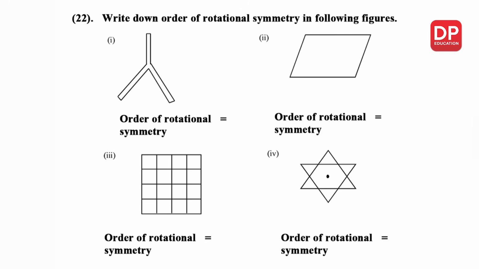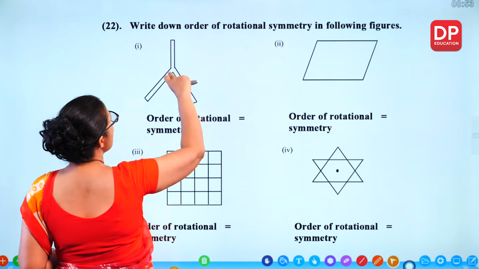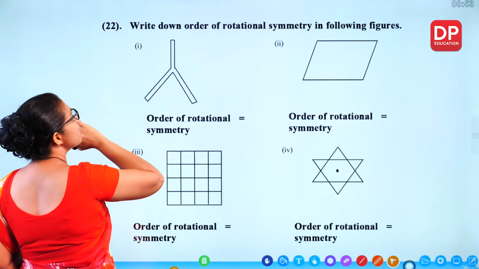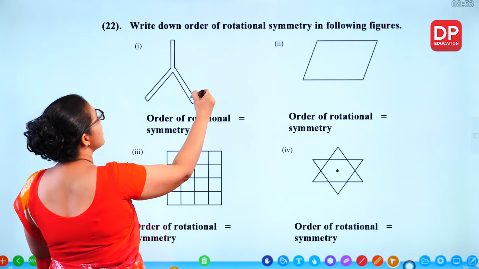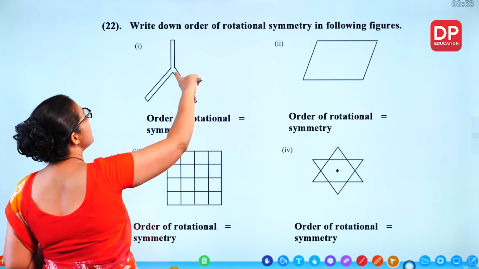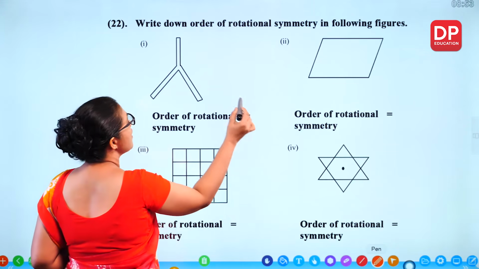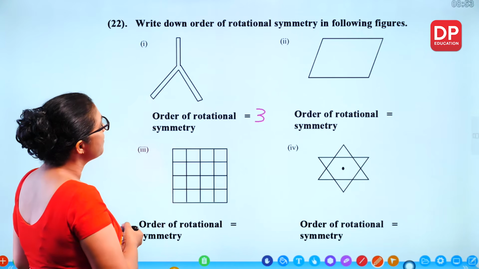Write down the order of rotational symmetry in the following figures. Now we have to assume that if all these lengths are equal, this is like an equilateral triangle. Then you get this length here, this length here. So 3 times you are getting the same figure. So the order of rotational symmetry is 3.